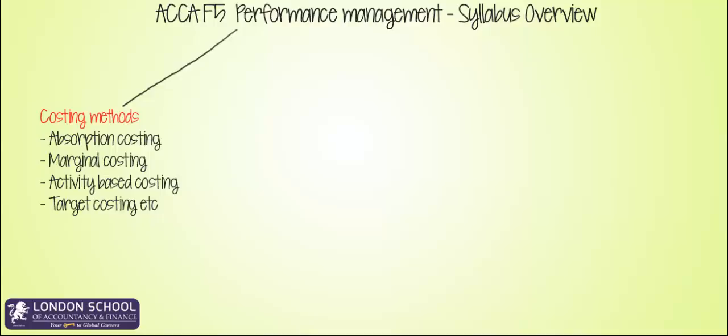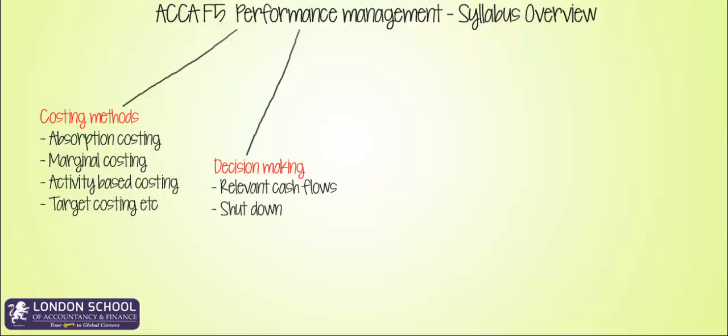Second part of F5 syllabus is decision making, where we have to make decisions in different situations and in different scenarios. For example, we might have to take decisions based on relevant cash flows. So what is the minimum price of a project? So minimum price of the project would be the cost to the company itself. So the cost to the company itself is actually the relevant cash flows of a project.